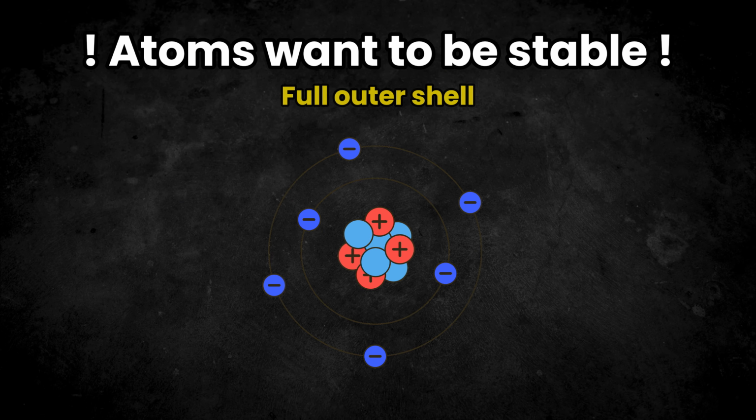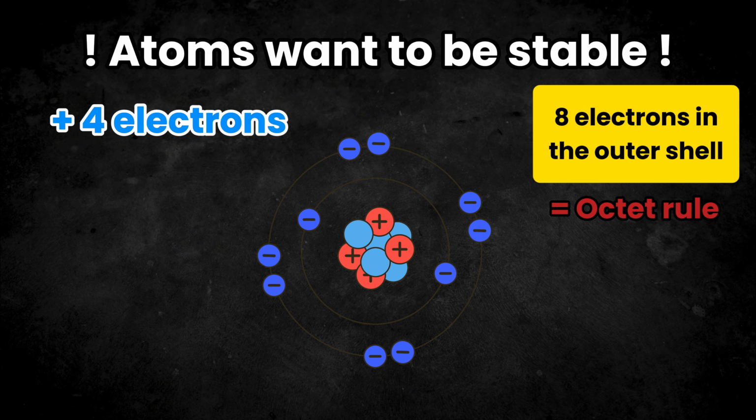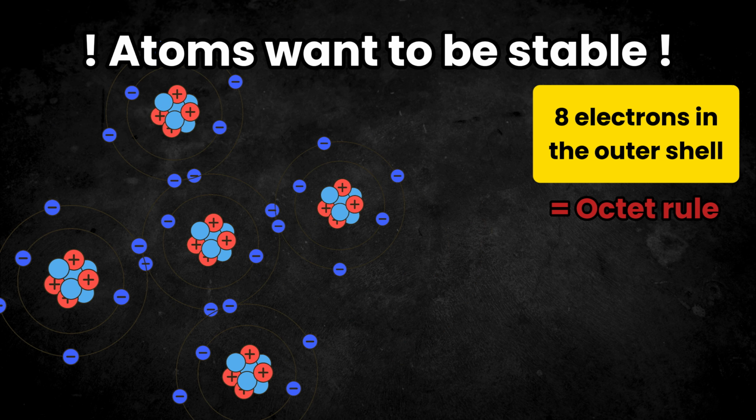Atoms always want to be stable, and the way they do that is by trying to have a full outer shell of electrons. That's why they bond with other atoms to form molecules. For most atoms, that means having 8 electrons in their outermost energy level. This is called the octet rule. Because this atom already has 4 electrons in its outer shell, we need to add 4 more electrons to fill it. The atom can obtain the additional electrons by forming bonds with other atoms, effectively sharing electrons within a shared electron cloud or communal system.